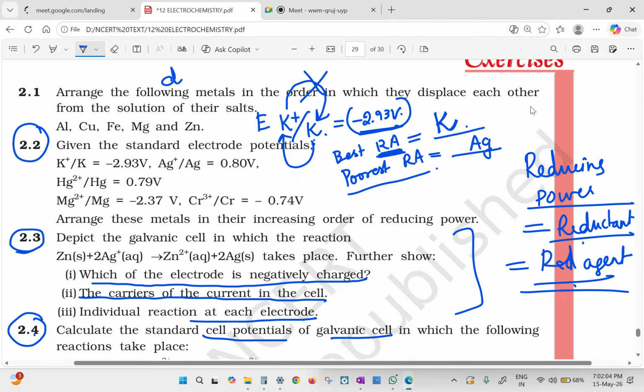So the best oxidizing agent now. An oxidizing agent is the one which gets reduced. Aprameya, tell me, the best oxidizing agent. Analyze again, should I call out the ion or the metal? And tell me, best oxidizing agent. Ion. Which ion? Ag plus. Very good. Pranav, the poorest oxidizing agent.